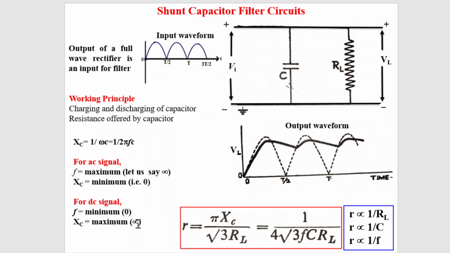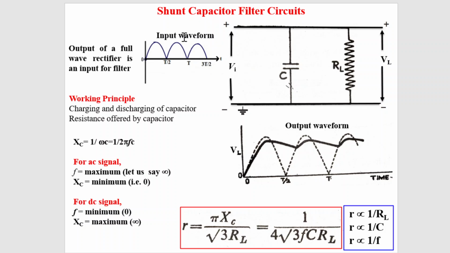What does it mean? It means that this capacitor, which is shunted with respect to load resistance, offers 0 resistance for the AC signal. Xc is equal to 0 or minimum. So 0 resistance for the AC signal, and the same capacitor offers infinite or maximum resistance for the DC signal. Okay, I hope you understood.